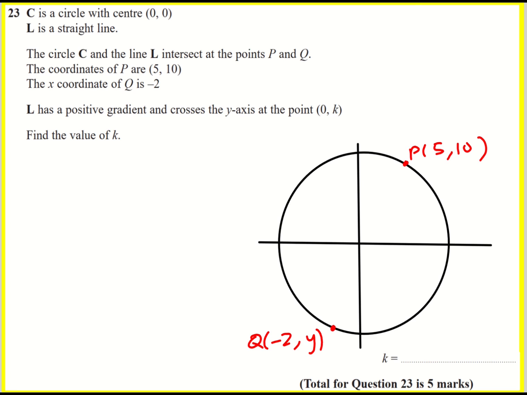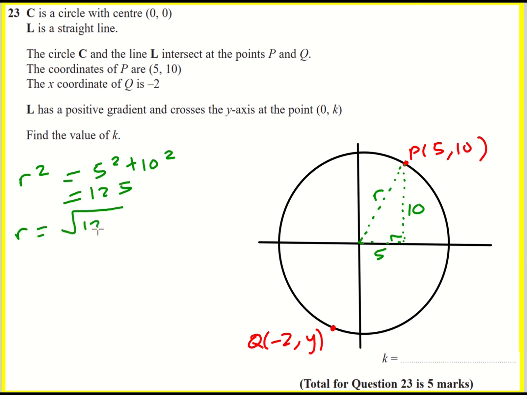Now what we can do in this situation is work out the radius, because I can connect the center up to that point, and I've created a right angled triangle. It goes along 5 and up 10, and this is the radius. So using Pythagoras, because that's a right angle, r squared is going to be 5 squared plus 10 squared, which is 125. So r will be the square root of 125, which is root 25 times 5, or root 25 root 5, which gives me 5 root 5. Maybe it's best to leave it as root 125.